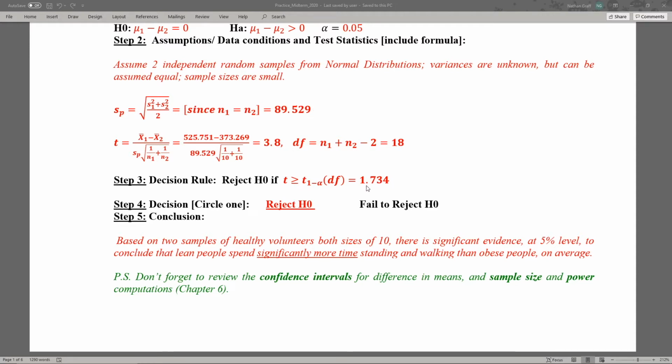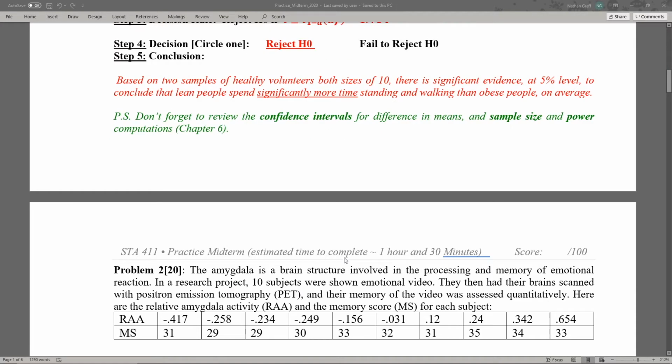hypothesis, and we can conclude that based on our two samples, both of size 10, there is significant evidence at the 5% significance level to conclude that lean people spend significantly more time standing or walking than obese people on average. All right, so moving along to problem 2.